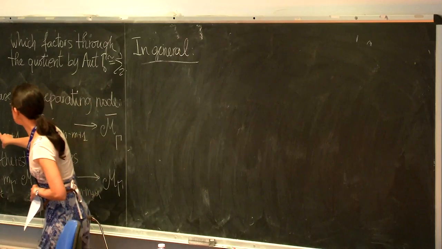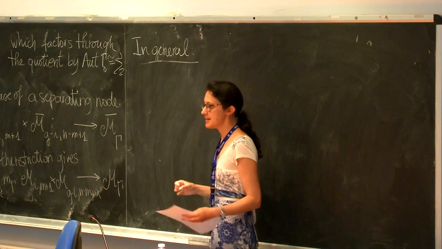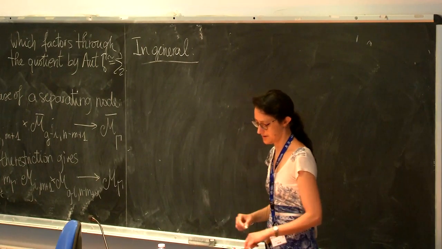So these are the most important kinds of gluing maps, but of course any stable graph will give us a gluing map.